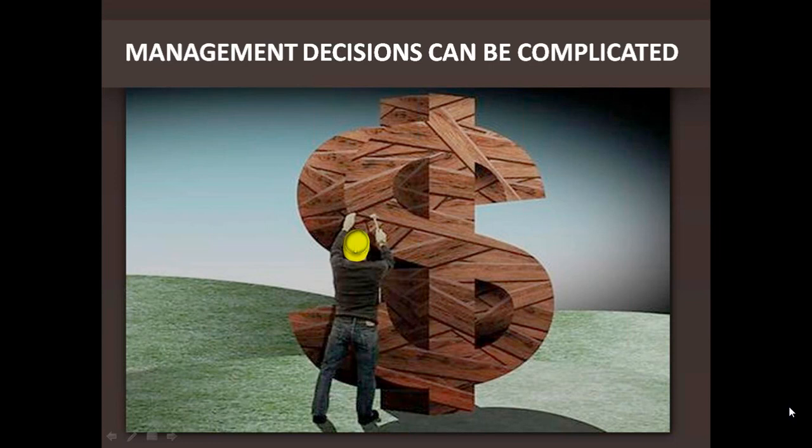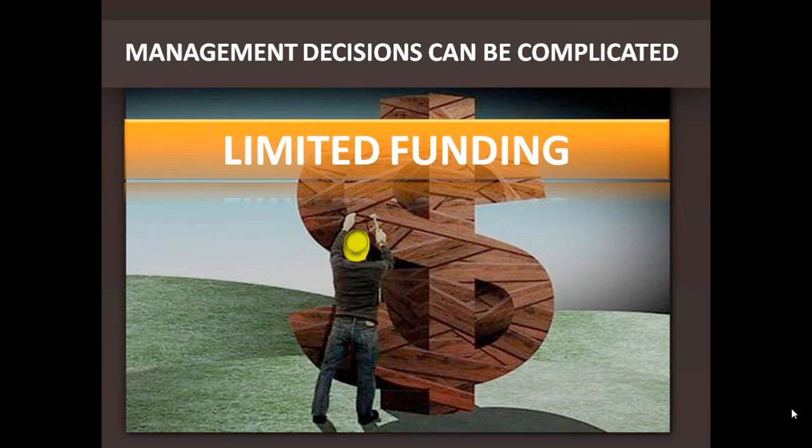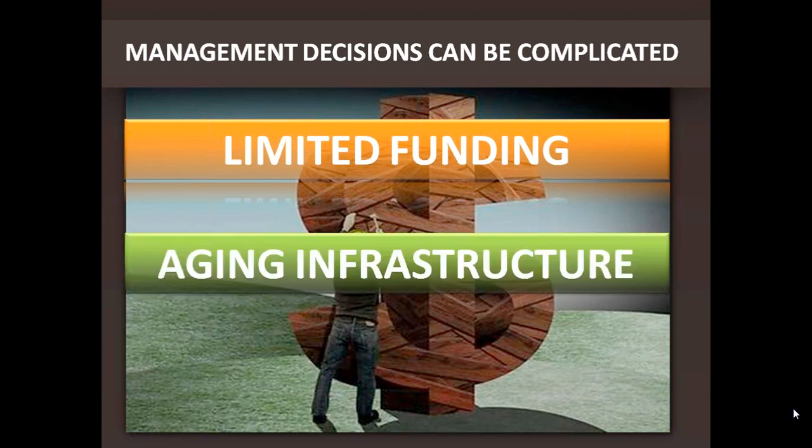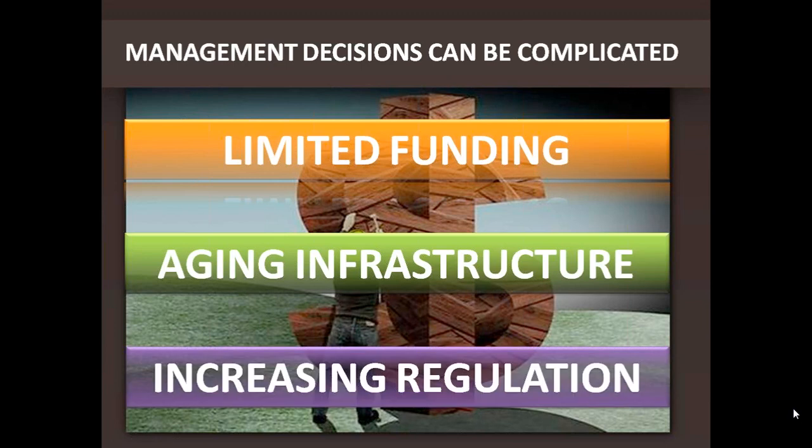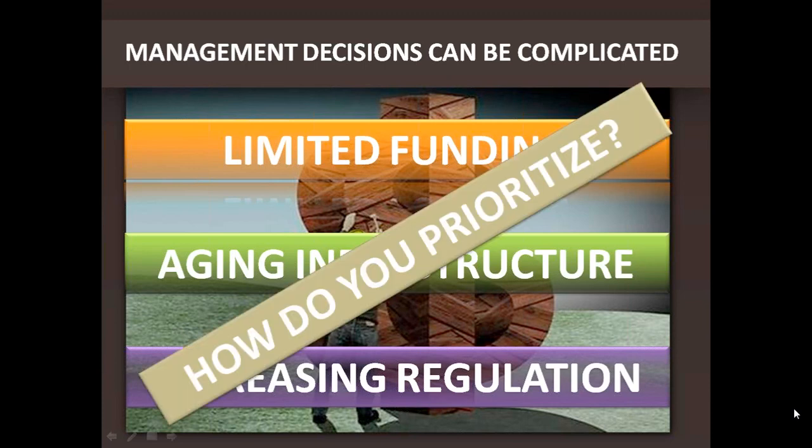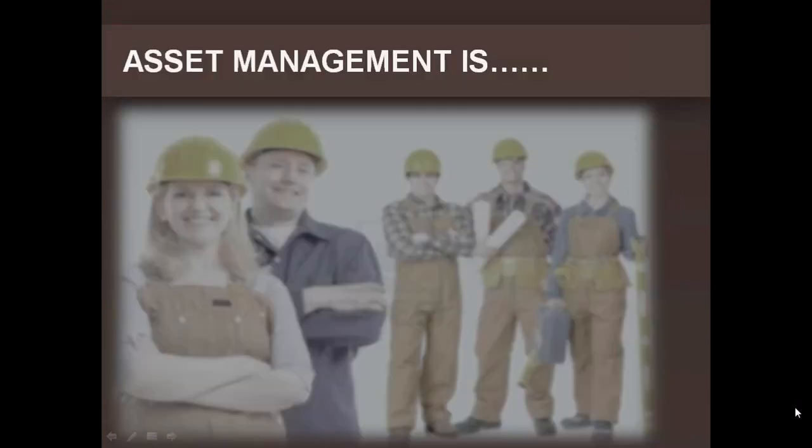So back to asset management. Management decisions can be very complicated for water utilities, and part of the problem is we have limited funding. There's not very much money coming into our water systems from our customers or state or federal sources. We have aging infrastructure, and we have increasing regulations. So there's a lot of things that we have to do, a lot of demands for the money, and it's really necessary to figure out how you are going to prioritize how to spend those limited dollars. How are you going to choose what to do?